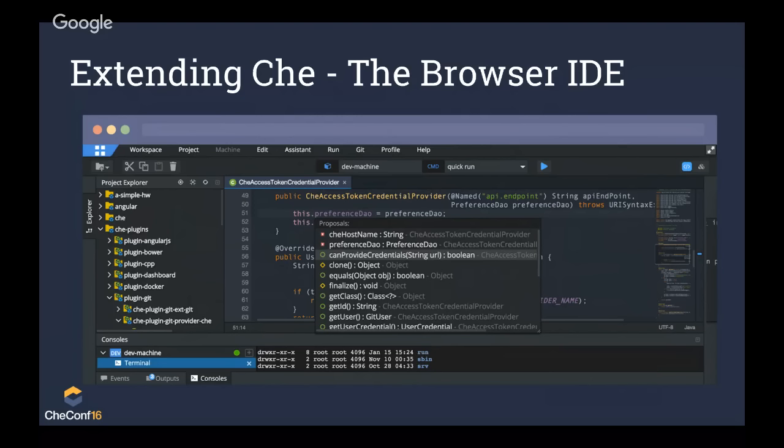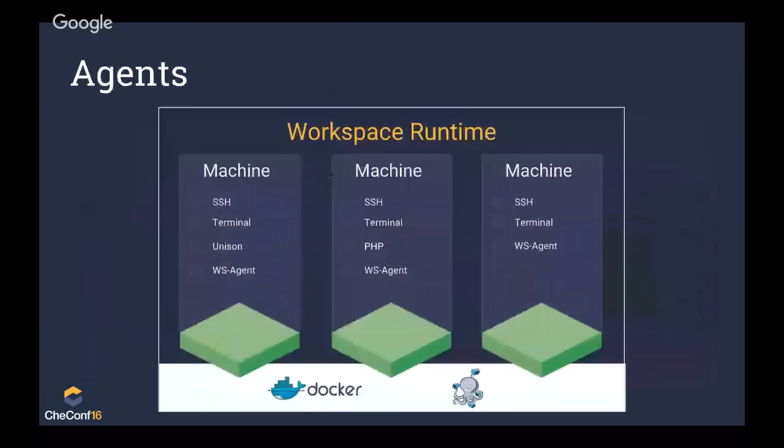Of course, you can also modify the core of Che. You can add or modify the APIs. You can change the way the Che server is operating. You can also add developer services that are running in the workspaces, and we are used to calling them the workspace agents.